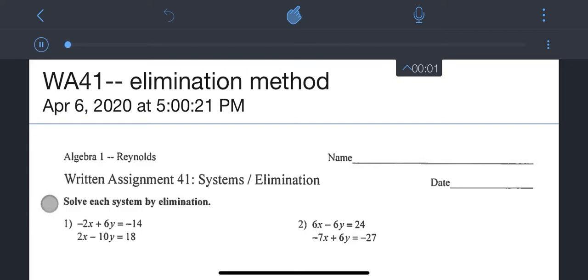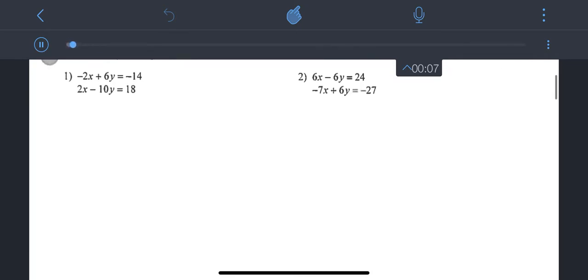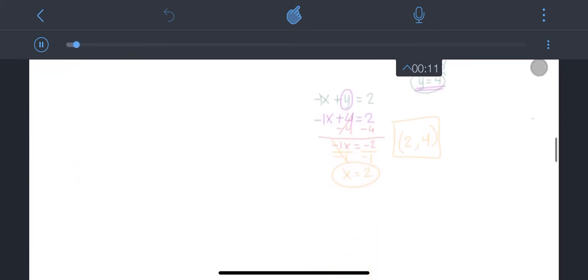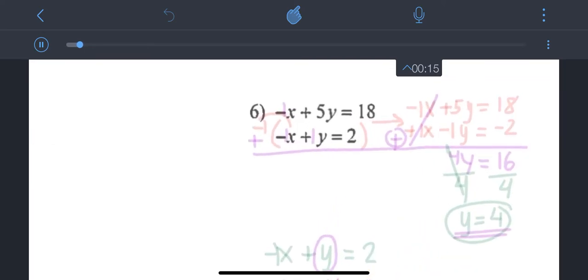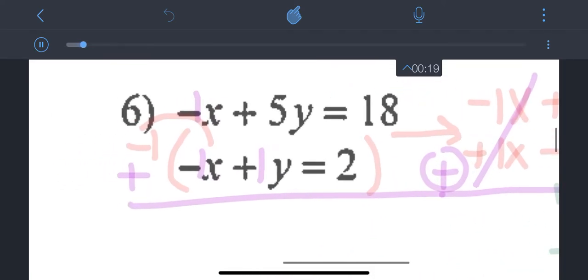Okay, so this is more practice on elimination method. I had you guys vote on which problem you wanted me to do in this video, and it was a tie between number 6 and number 8, so I've decided I'm just going to do both. Okay, so we're going to start with number 6.